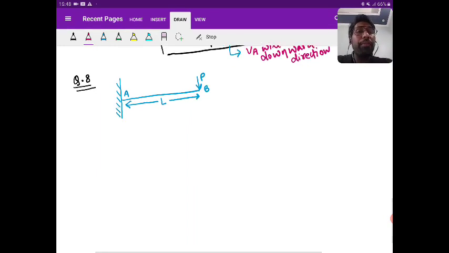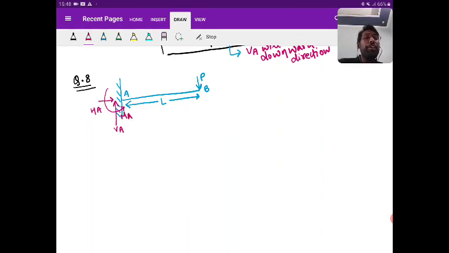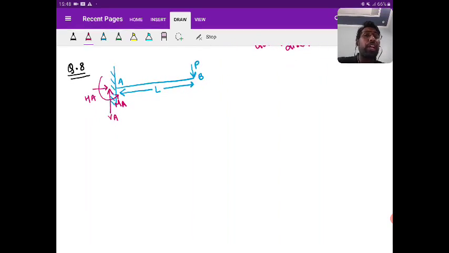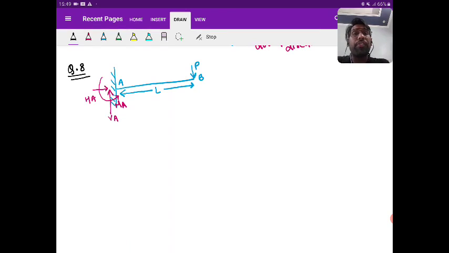So you know that at A there can be a vertical reaction VA, a horizontal reaction HA, and a moment MA. Yes, we know this part, right? So this is the first question on the cantilever. I will solve this one, and the other questions you are going to solve yourself.